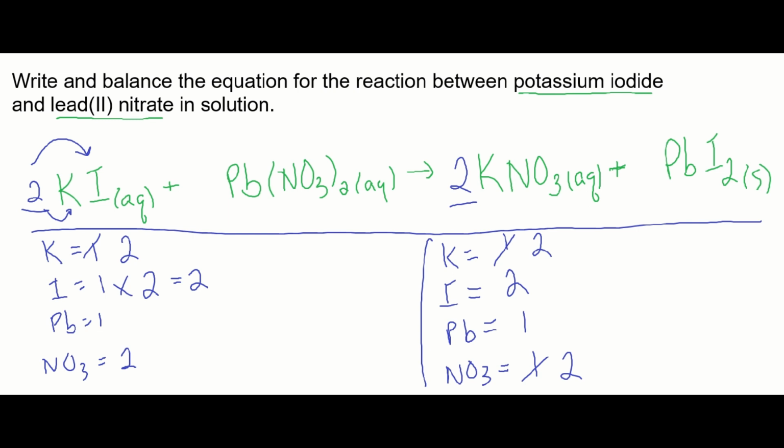So here's your balanced equation for the double replacement reaction between potassium iodide and lead 2 nitrate. Later on, you'll learn that we're not telling you the full truth, but you'll learn that when we get to net ionic equations.